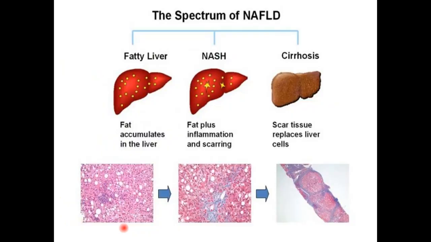The spectrum of non-alcoholic fatty liver. He is not alcoholic but he has fatty liver. It starts with fatty liver, which we call steatosis, just fat accumulating in the liver, or with the accumulation of fat he may have inflammation, which we call steatohepatitis, NASH, non-alcoholic steatohepatitis, so there is fat accumulation plus inflammation. With time, with scar tissue replacement, it may lead to cirrhosis. So cirrhosis is the third step.